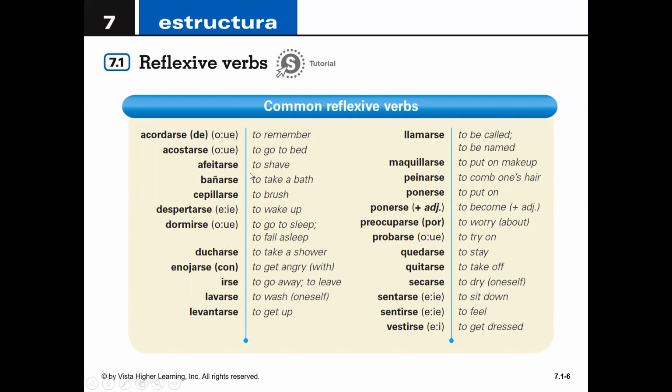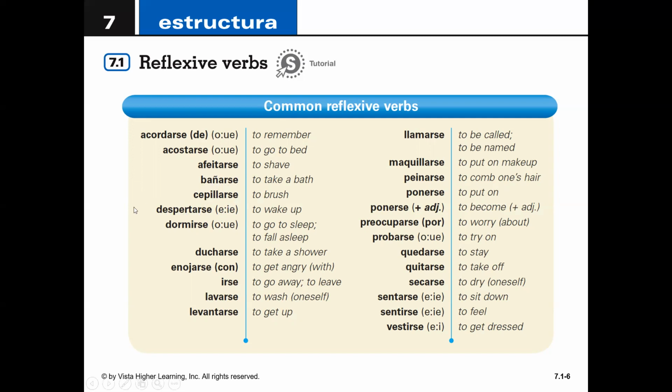Afeitarse, bañarse, cepillarse, despertarse. So this is an E to IE stem change. So the stem change happens here. So you say me despierto, te despiertas, se despierta, nos despertamos y se despiertan.